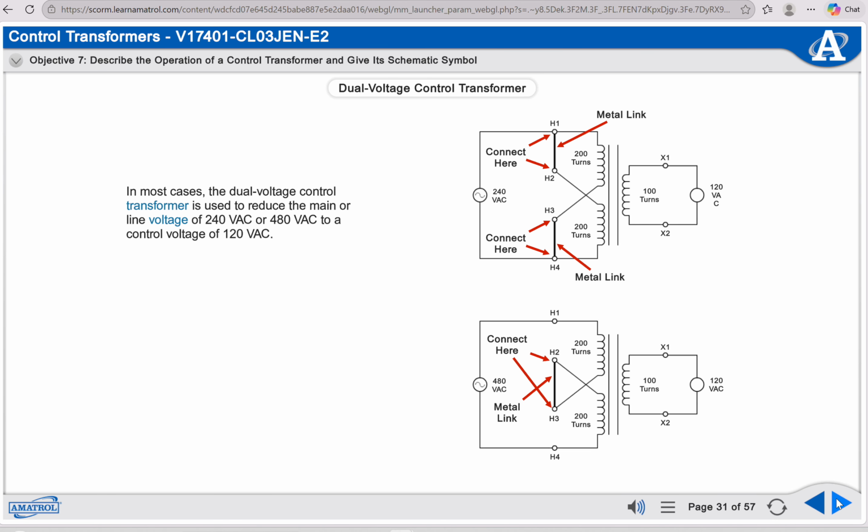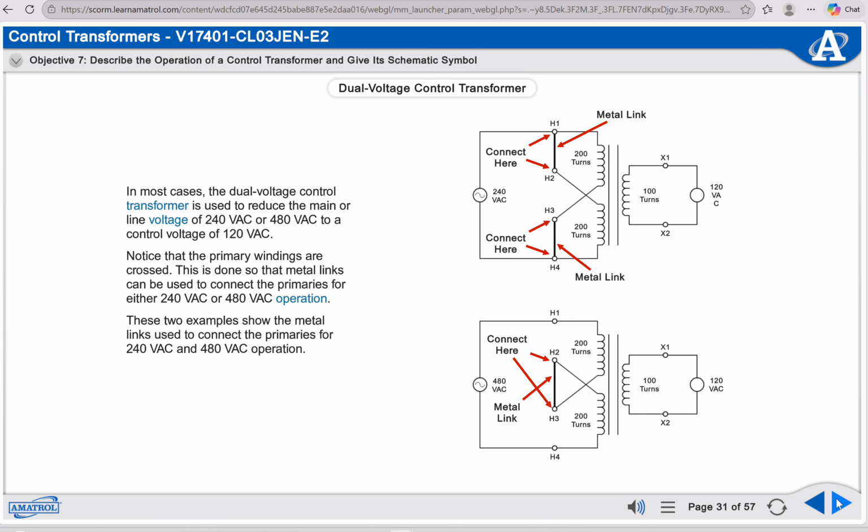In most cases, the dual voltage control transformer is used to reduce the main or line voltage of 240 volts AC or 480 volts AC to a control voltage of 120 volts AC. Notice that the primary windings are crossed. This is done so that metal links can be used to connect the primaries for either 240 or 480 VAC operation. These two examples show the metal links used to connect the primaries for 240 and 480 VAC operation.